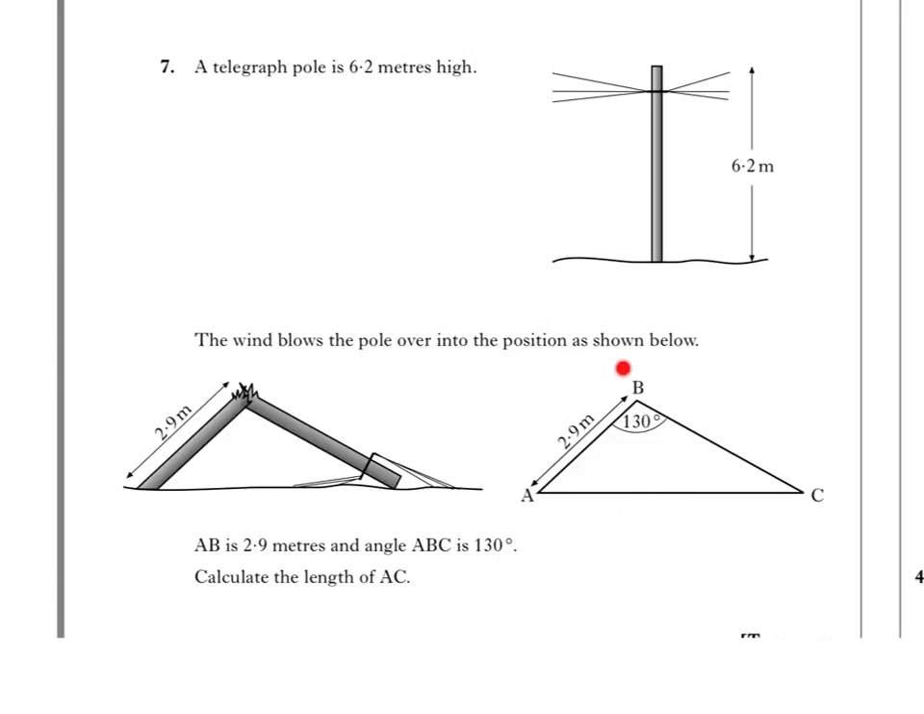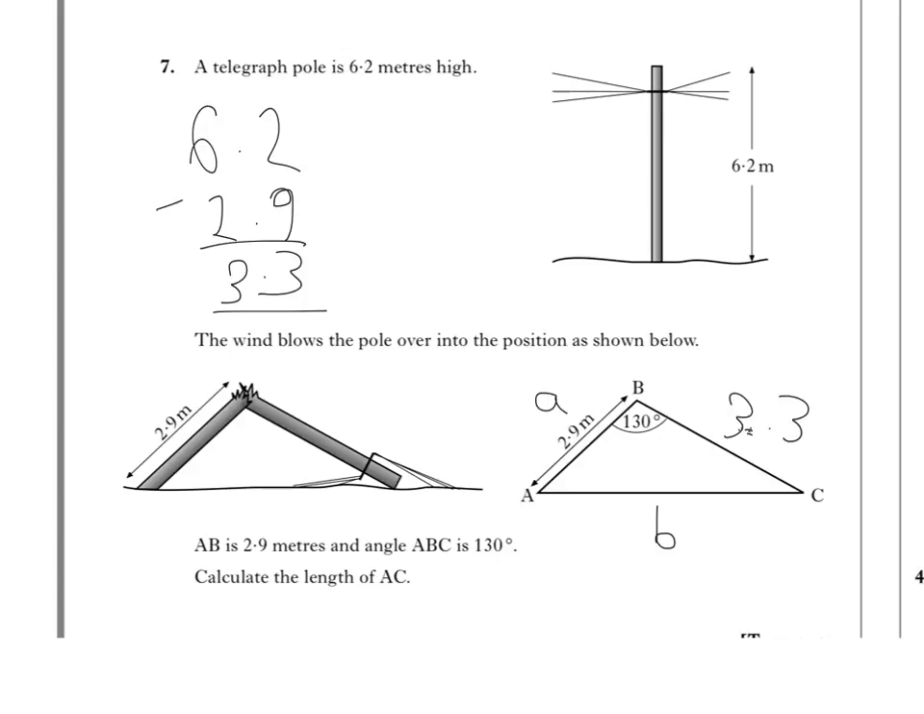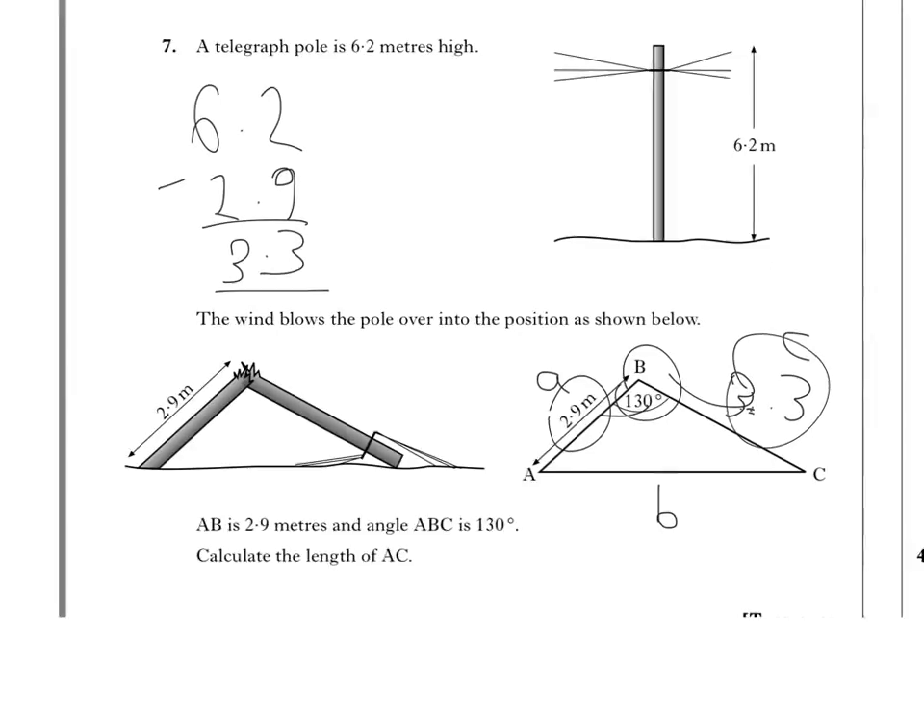Now the pole was 6.2 metres long, it still is, it's just that it's broken now, so that section of it is 2.9. So to get this section over here, I would just do 6.2 take away 2.9, which will give me 3.3. I'm going to fill that in. I'm looking for this side here, which I'll call small b, that's small a and small c. I've got two sides with an angle sandwiched in between. I'm looking for the opposite side, that's cosine rule for a side.